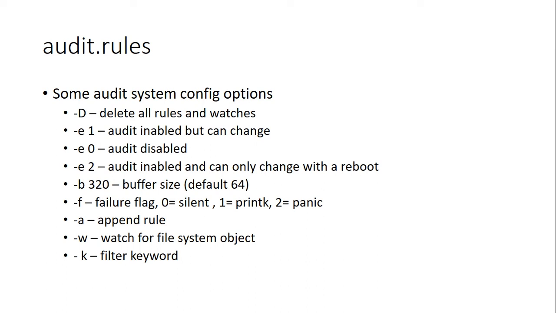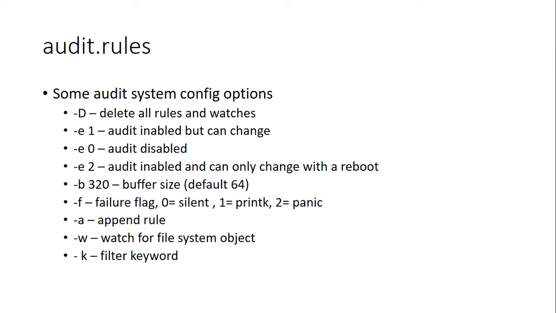-D is to indicate delete all rules and watches. Simply -e with 1, 0 or 2 indicates three options. -e with 0 means audit is disabled. -e with 1 means audit is enabled and it can be changed by anyone. -e with 2 means audit is enabled and can only be changed with a reboot.